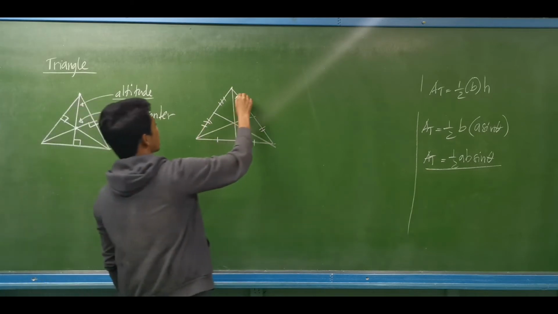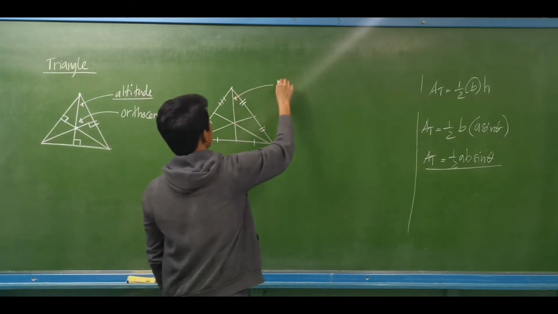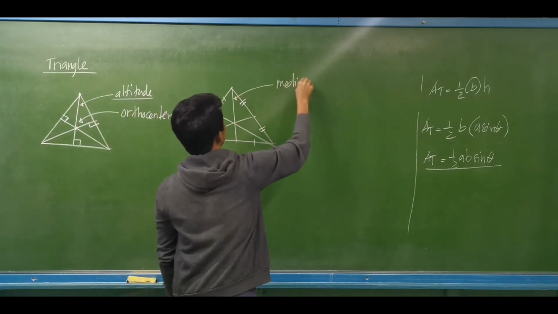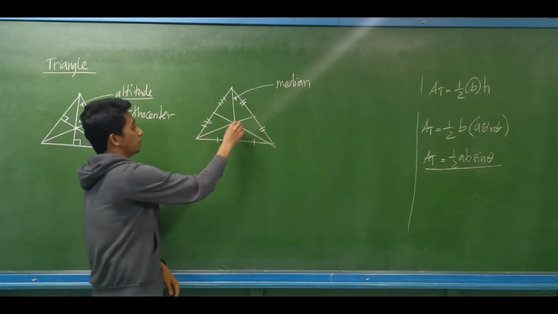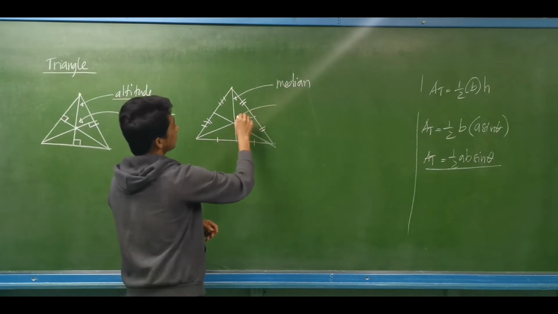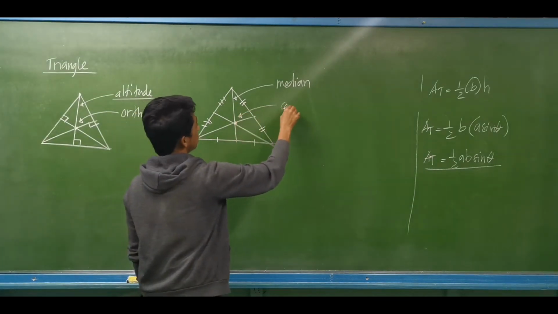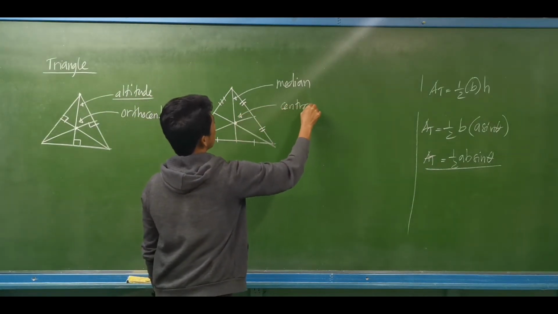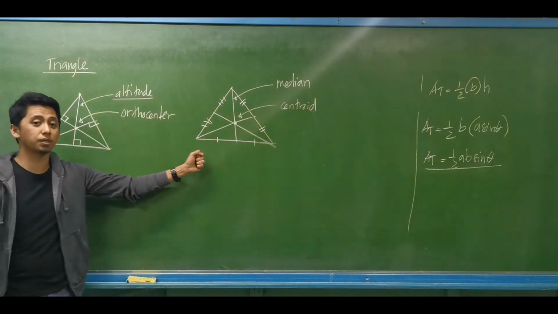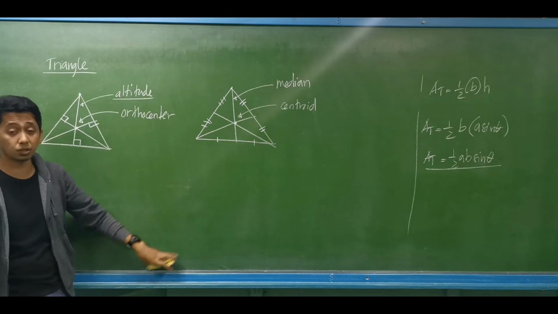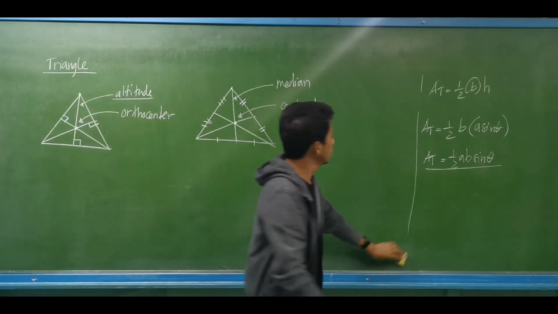Ano naman yung tawag natin sa line segment na to? This is called the median. That is the median. Again, magkakaroon tayo ng points, the point of intersection. Anong tawag natin dito? This is called we have the centroid. Okay, so the point of intersection of the medians of the triangle is called the centroid of the triangle.